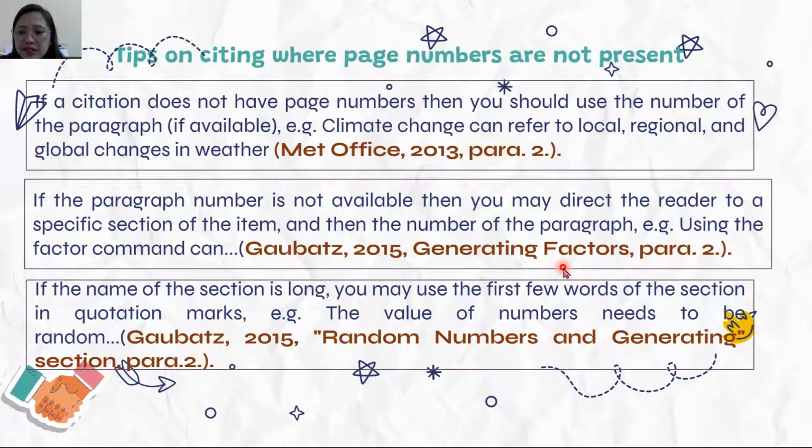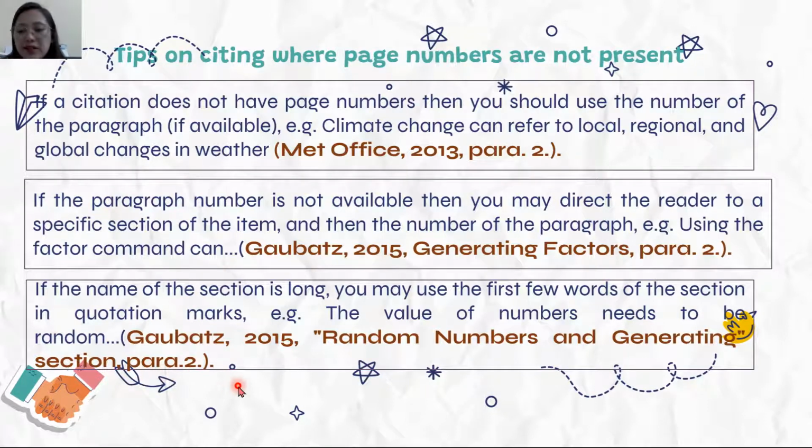Okay? So if the name of the section is long, you may use the first word of the section in quotation mark. Example given, the value of numbers needs to be random, and so on. So we have here the author, GoBats 2015, random numbers and generating section. So hindi na siya, pwede nyo gamitin lang yung first few words. So ito, random generating section.